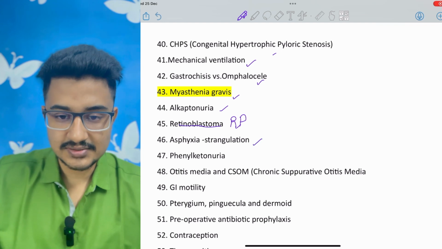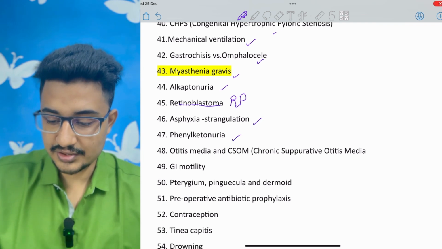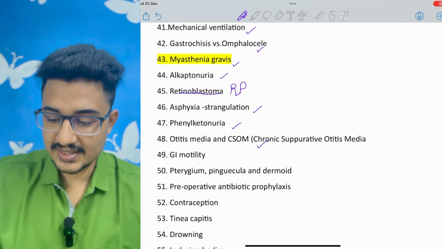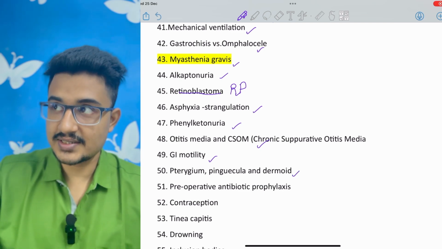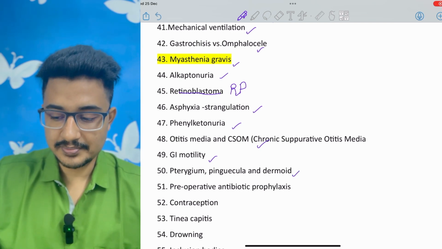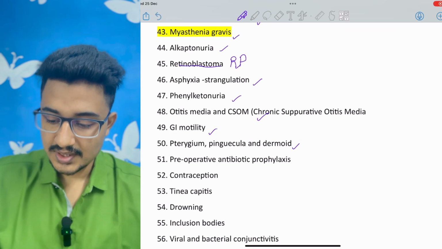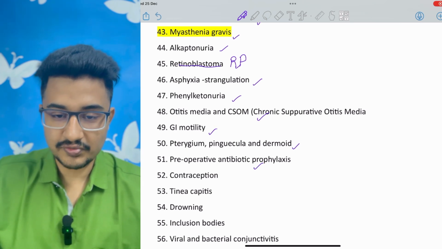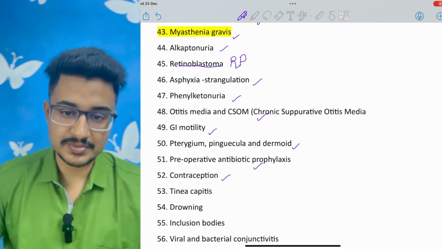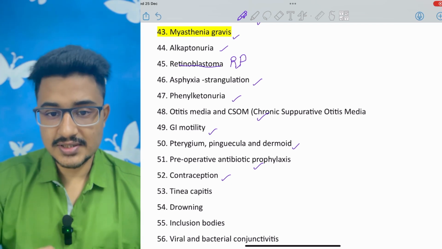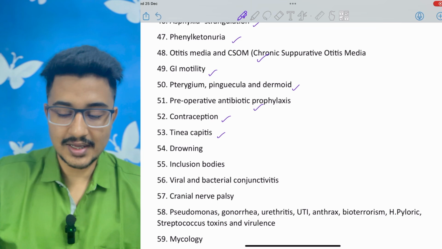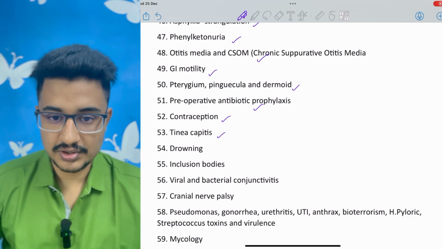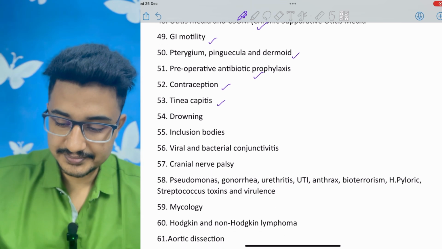So asphyxia, strangulation is important. Phenylketonuria, otitis media and CSOM, GI motility disorders, pterygium, pterygium pinguicula, pre-operative antibiotic prophylaxis. Contraception is very much important. The emergency contraception and the permanent contraceptions, especially tinea capitis types, gray dot, black dot, and all.